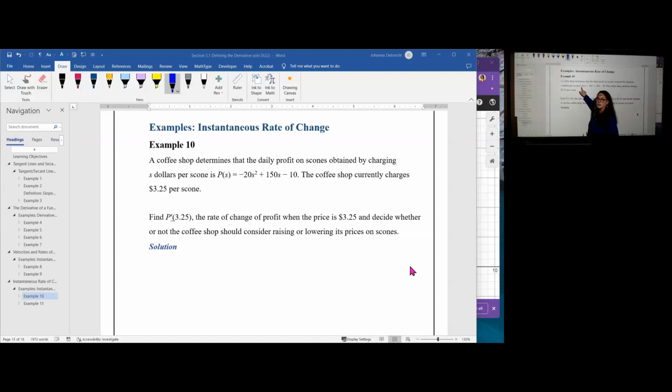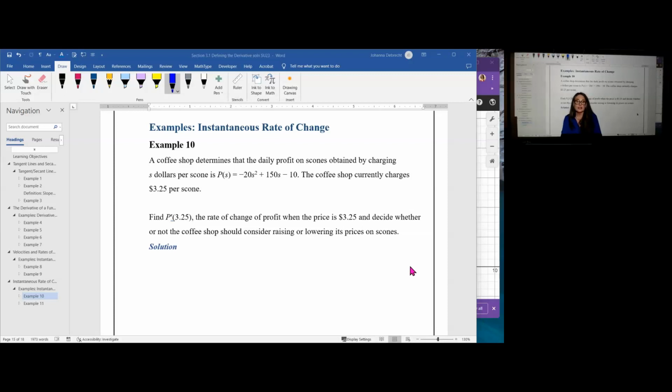So if we increase this particular value of S, would it increase our profit? If it doesn't, then we may want to change the price of the scone. So in this case, we're hoping that if we increase the price, it increases the profit, that we're still getting a positive profit. We're hoping to get a positive value for the derivative. We're going to find P prime at $3.25.